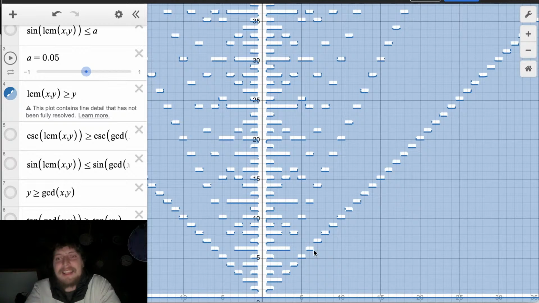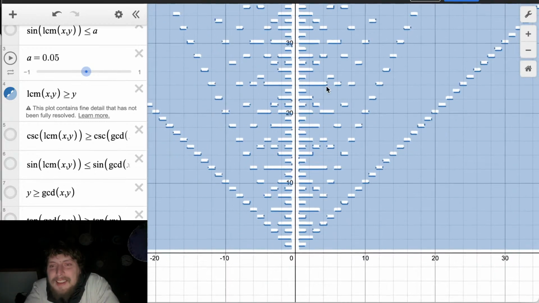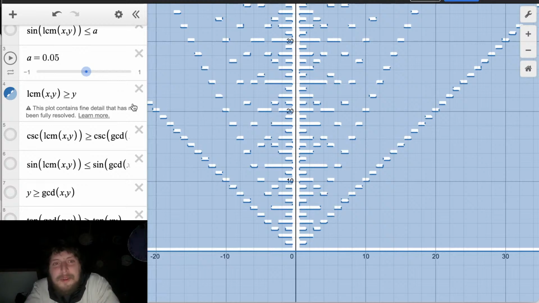We can see lines of rectangles flying off at different angles. This one looks like it's at an angle of a slope of just 1. This one here is a slope of 2, slope of 3. So there's sort of one that y equals x would pass through, y equals 2x would pass through that one, and so on.